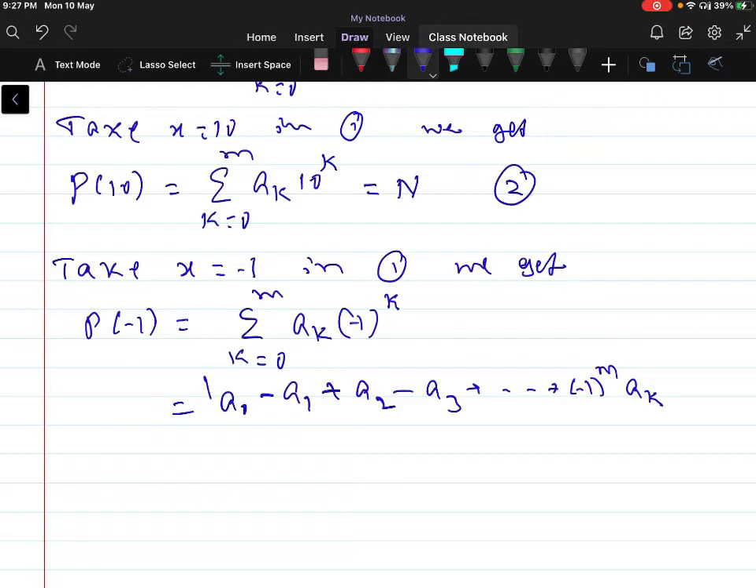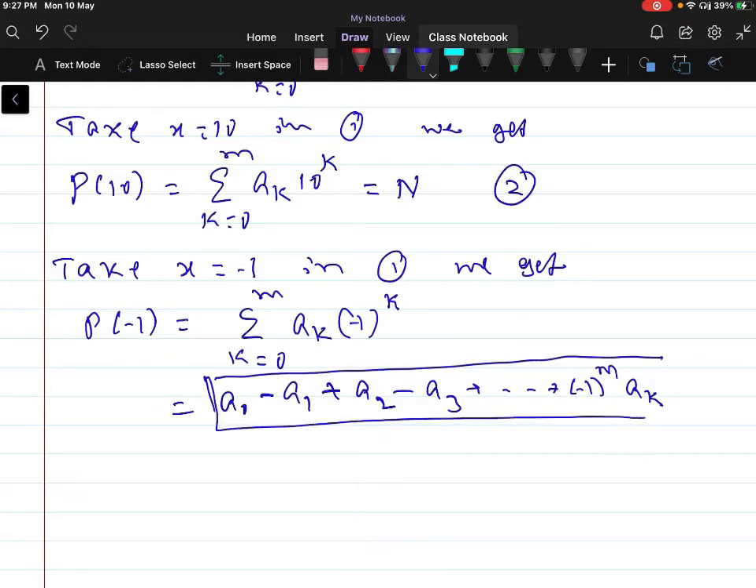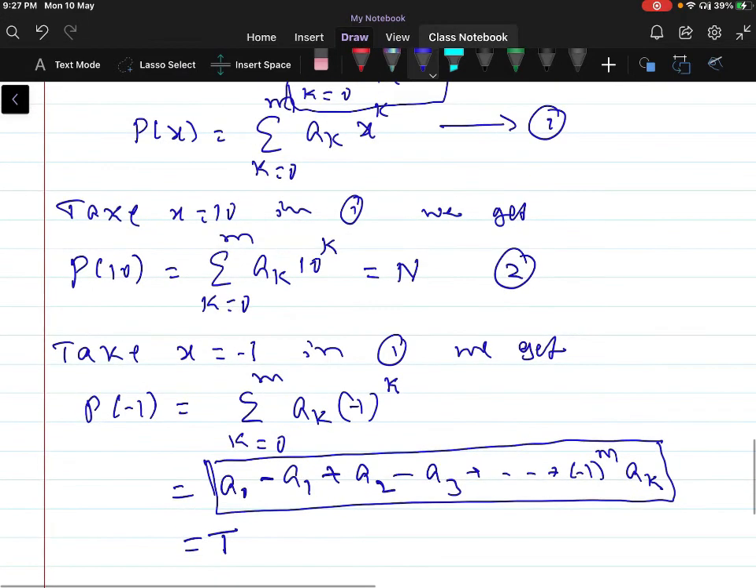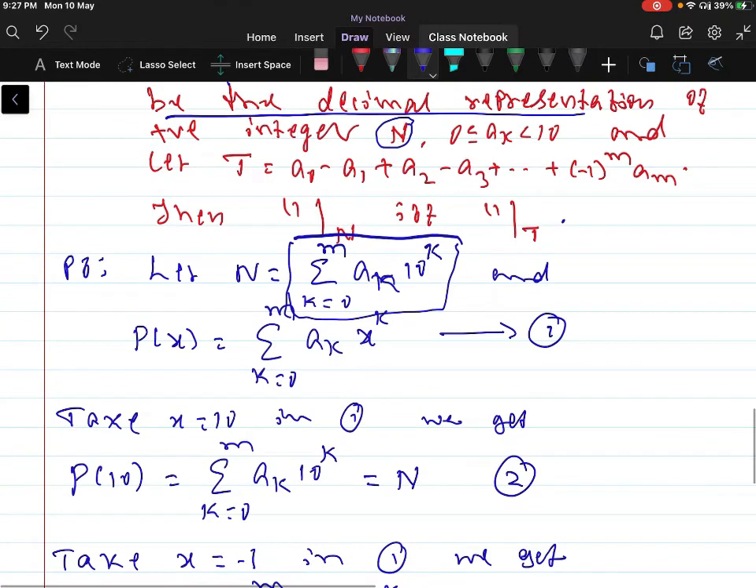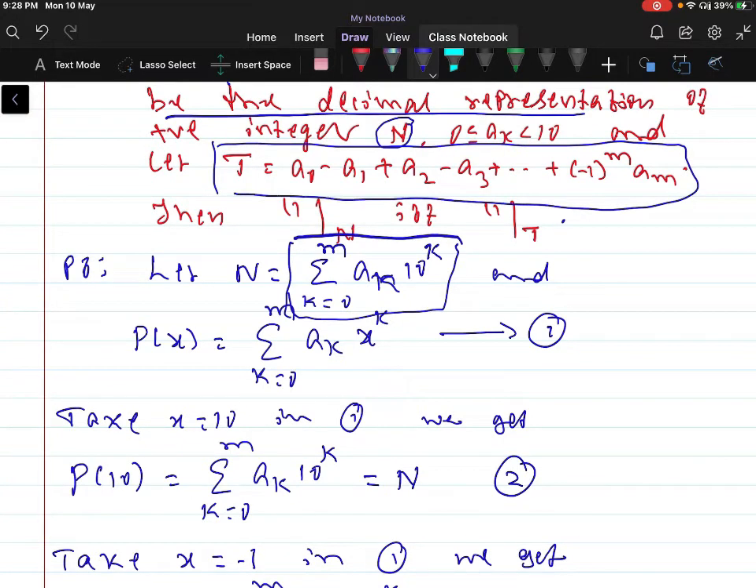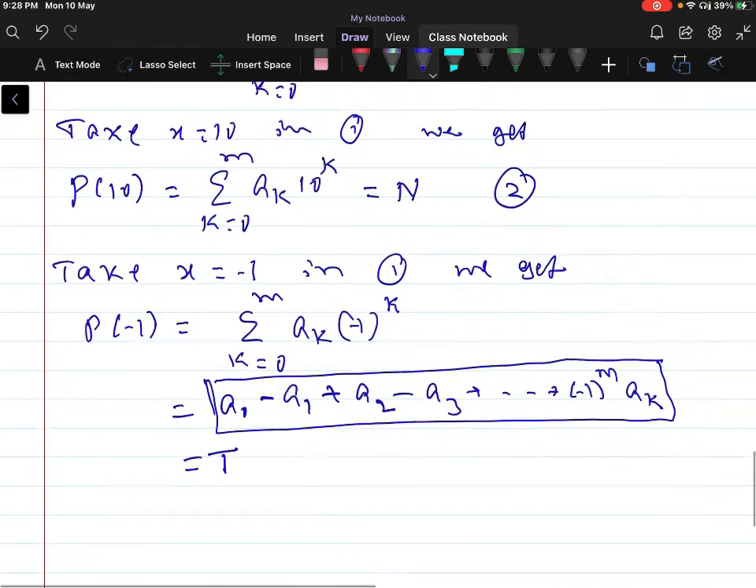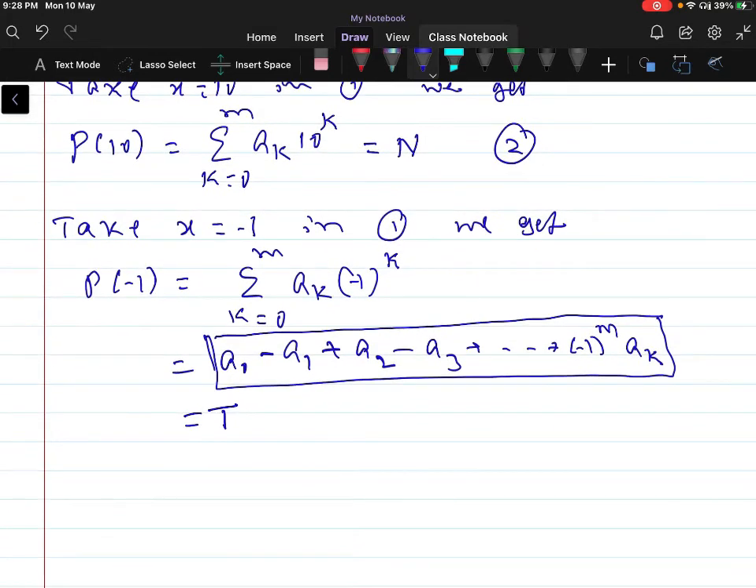So this can be taken, from the statement, as t. You can observe that from the statement itself t can be defined: a0 minus a1 plus a2 and so on plus minus 1 to the power of m into am. Therefore, p of minus 1 is equal to t. Let us call it equation number 3.